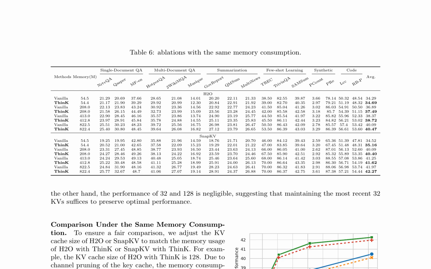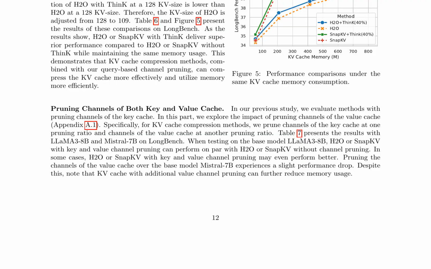The results indicate that pruning channels of the value cache can perform on par with or even better than pruning channels of the key cache alone. However, pruning the channels of the value cache over the base model Mistral 7B experiences a slight performance drop. Despite this, KV cache with additional value channel pruning can further reduce memory usage.